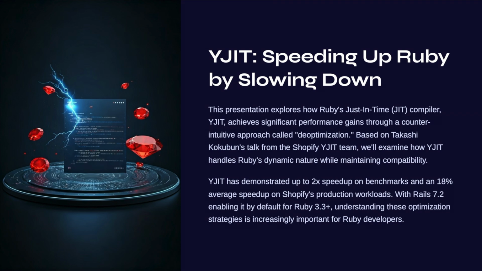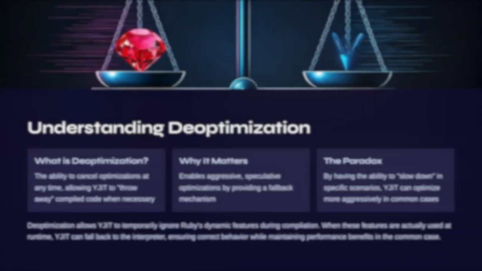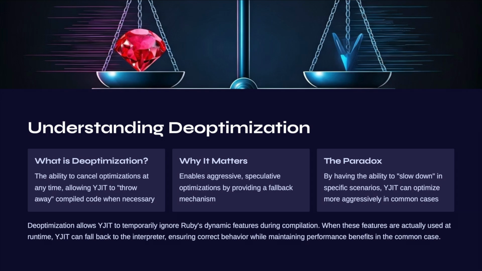Exactly. So our mission today in this deep dive is to really peel back the layers. We want to understand how YJIT gets these speeds, focusing right on this paradox, deoptimization. Speeding up by knowing how to slow down. Precisely. And the team's already working on the next thing, ZJIT, but this technique, deoptimization, is absolutely fundamental to how we make dynamic languages like Ruby fast today.